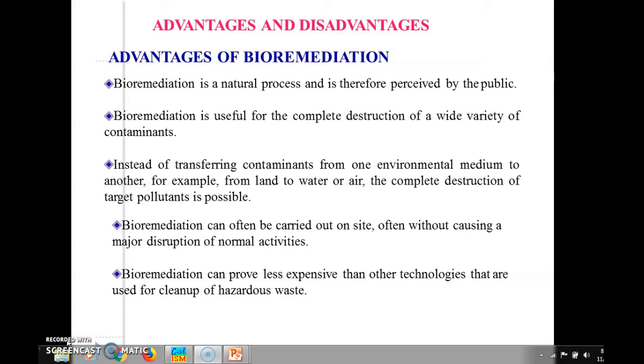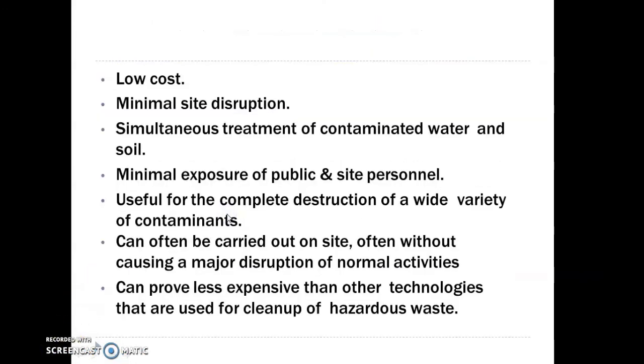Bioremediation can often be carried out on site, often without causing a major disruption of normal activity. So since it is a natural process, we can carry out bioremediation without any disruption of normal activities. Bioremediation can prove less expensive since in many bioremediation techniques we are using natural bacteria which are present in the environmental condition. So it is less expensive than other technology that are used for cleaning up of hazardous waste.